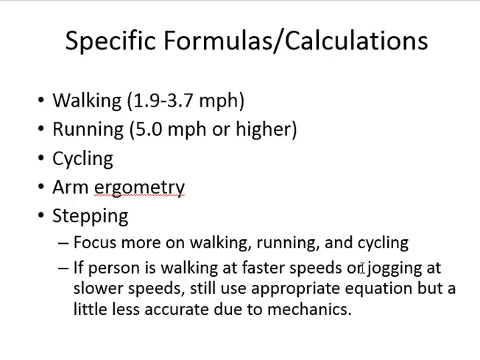The emphasis is always going to be on walking, running, and cycling, because those are the most common modes of activity. Now, if you have somebody who is walking faster than 3 miles an hour, or jogging slower than 5 miles an hour, still use the appropriate equation, whether they're running or walking, but it's a little bit less accurate when you're out of those ranges. But still use the one for the mode of exercise that they are doing.